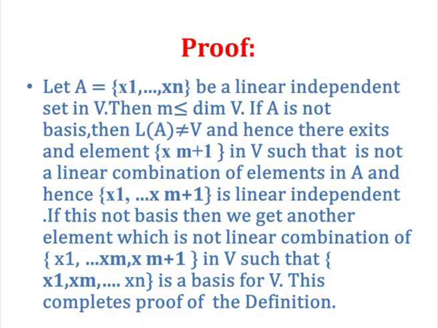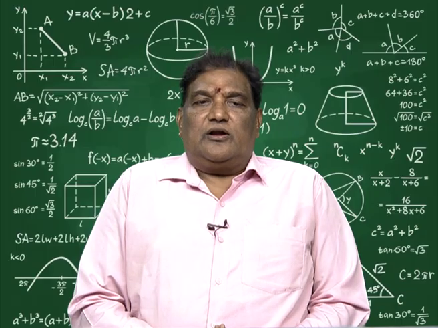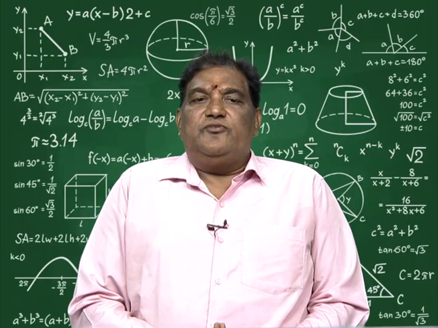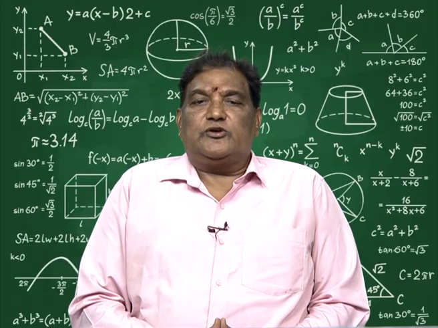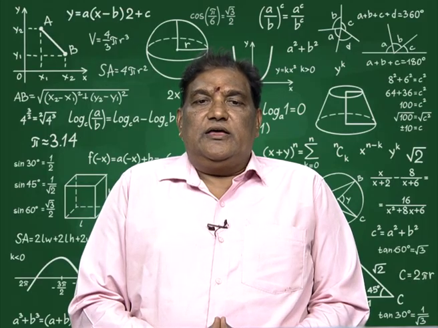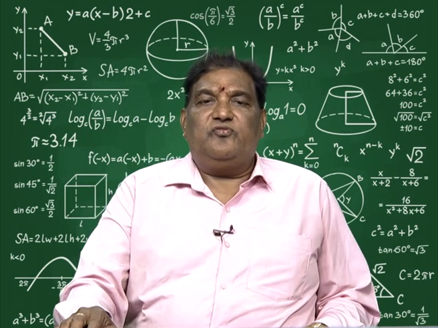If A is not a basis, then L of A is not equal to V, and hence there exists an element x m plus 1 in V that is not a linear combination of elements in A, and hence x1, x2, etc., x m plus 1 is linearly independent. If this is not a basis, then we get another element which is not a combination of x1, x2, etc., xm, x m plus 1 in V, until x1, etc., xn is a basis for V. This completes the proof of the theorem.